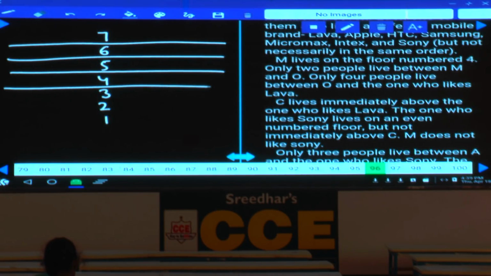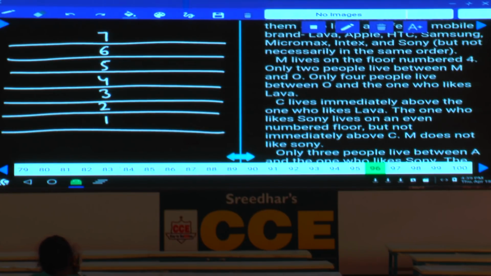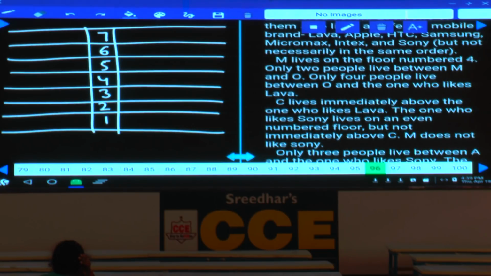Condition number 1. What is the condition here? 7 persons staying on 7 different floors. Then M lives on floor number 4. Information clearly specified, M is on floor number 4.